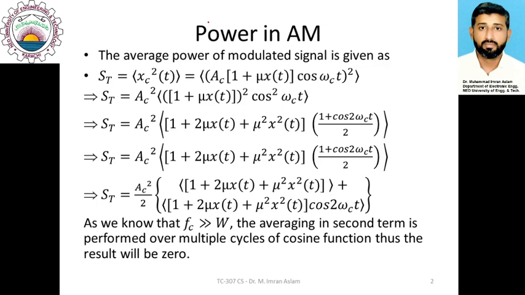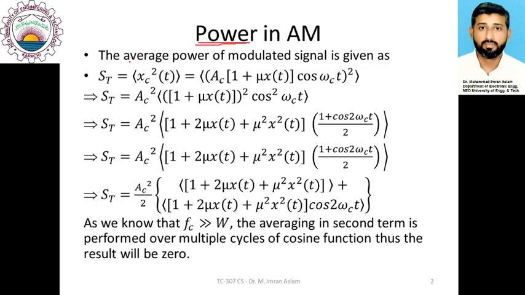The important thing that we discussed in our last lecture was the bandwidth requirement. The AM modulation requires double of the bandwidth as we need for the baseband transmission. In today's discussion we'll be talking about the power consideration in AM, how much power is needed for AM transmission.